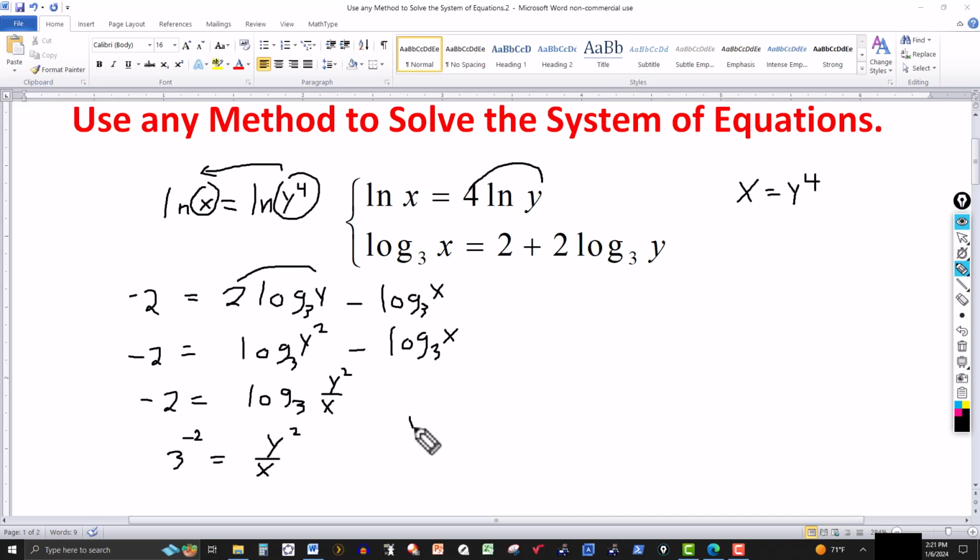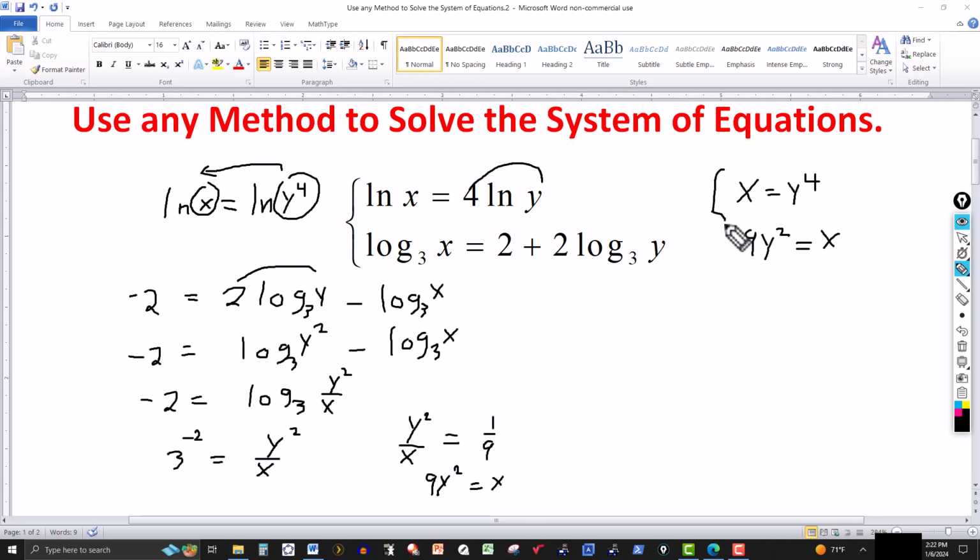So this will be the same thing as y squared over x equal to, and then 3 to the negative 2 is just 1 over 9, 1 over 3 squared. And now we cross multiply here, this will be 9 y squared equal to x. So then I got this equation, 9 y squared equal to x.